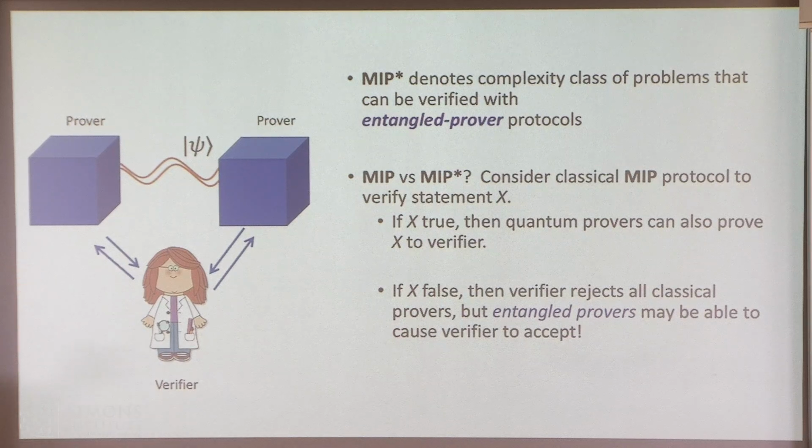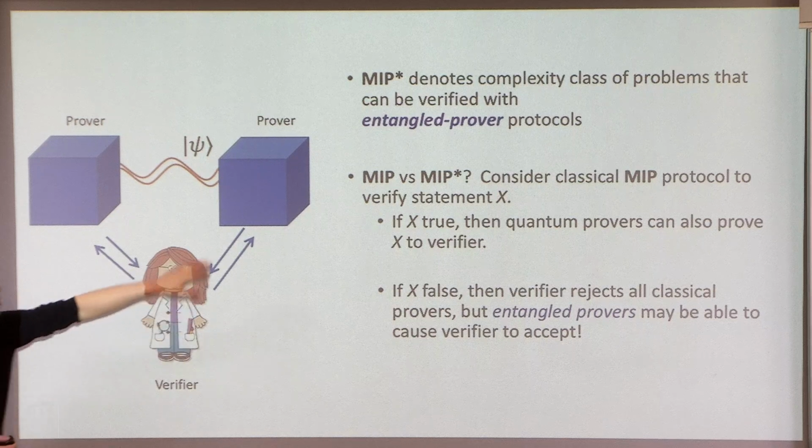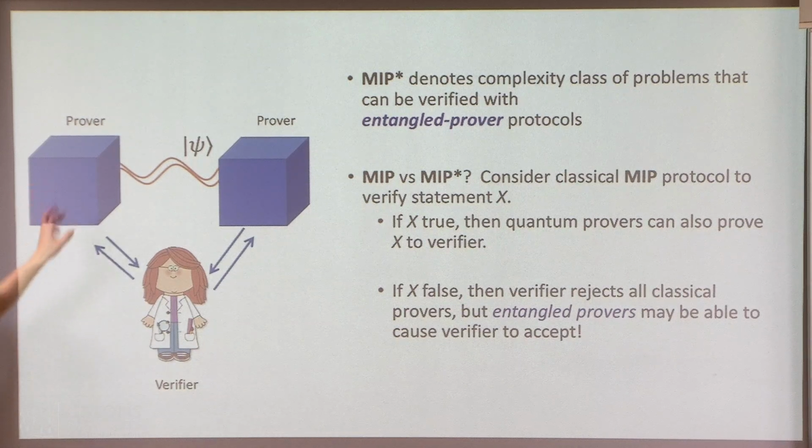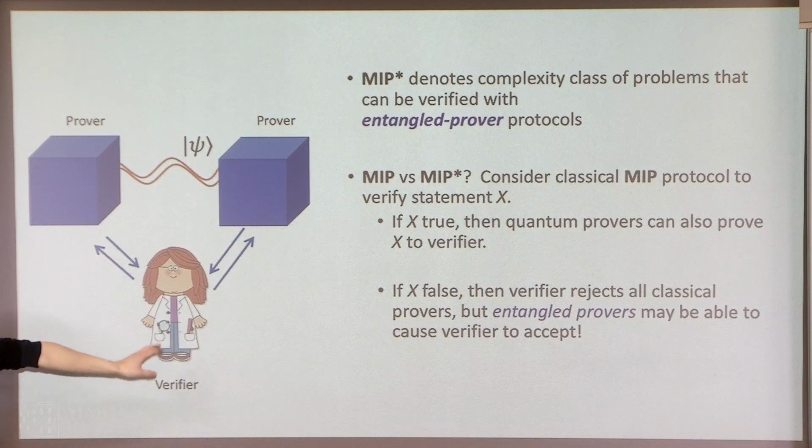To do this comparison, let's first think about a classical MIP protocol to verify some statement X, right? A protocol that Babai, Fortnow, and Lund came up with. So with entangled provers, if we ran this classical protocol, then if X is true, we have no problem. These provers can just ignore the fact that they were quantum, just behave the same way that the classical provers did, and just prove to the verifier that X is indeed true. So that's not a problem. But what about if X is false?